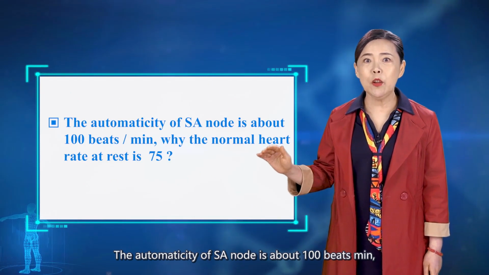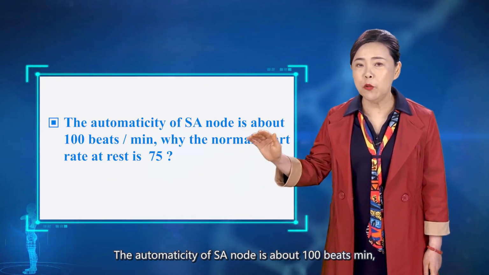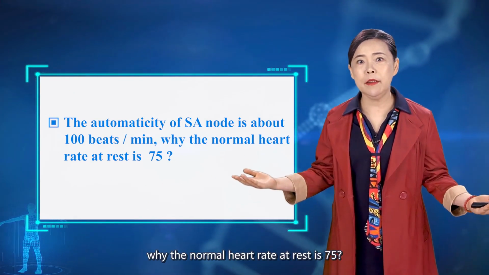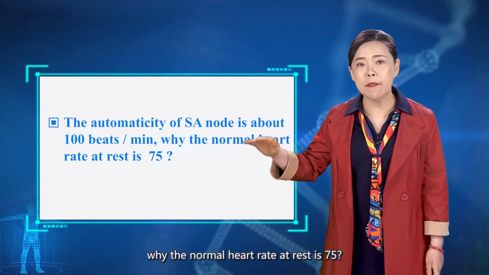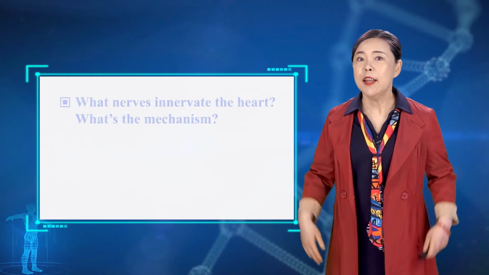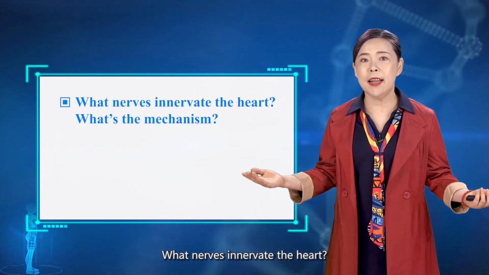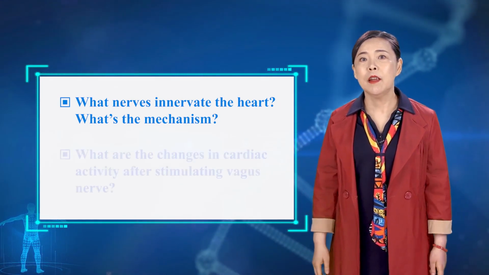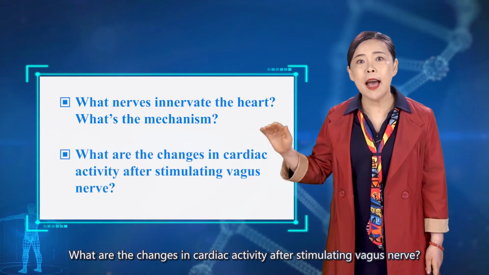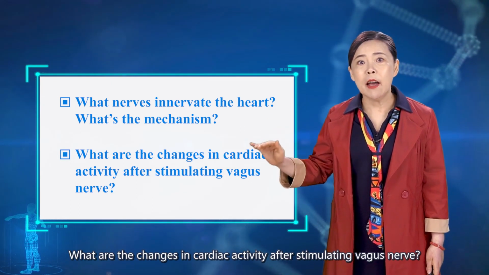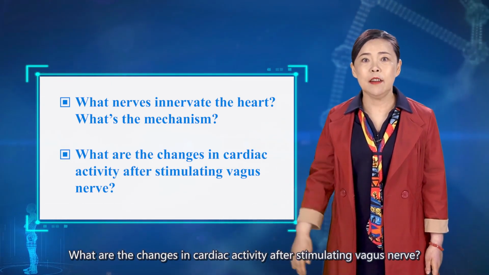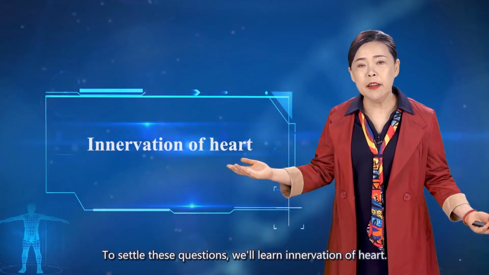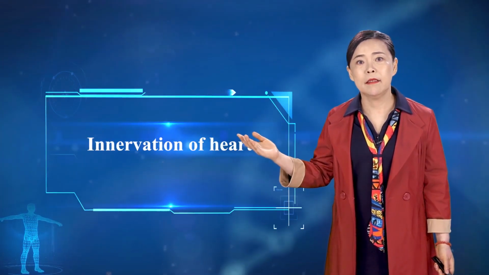The automaticity of the SA node is about 100 beats per minute, while the normal heart rate at rest is 75. Why do nerves innervate the heart? What's the mechanism? What are the changes in cardiac activity after stimulating the vagus nerve? To settle these questions, we'll learn the innervation of the heart.